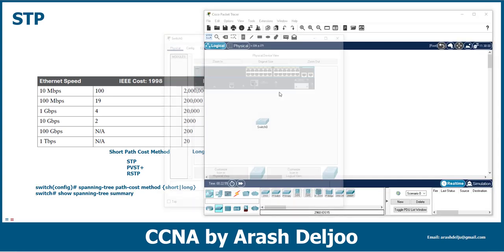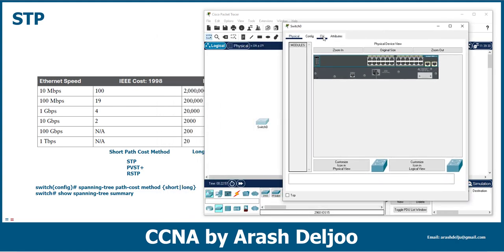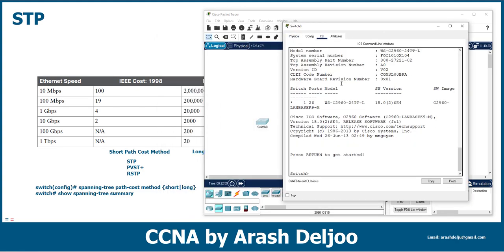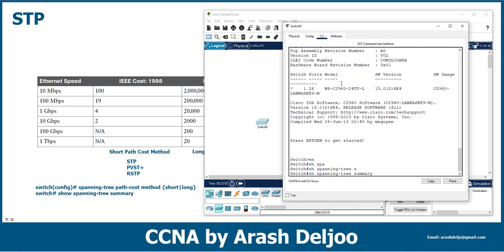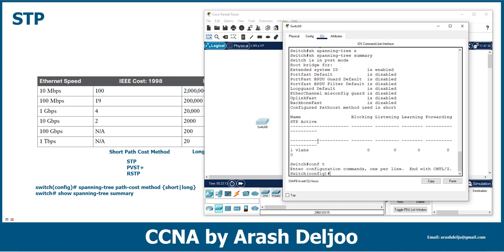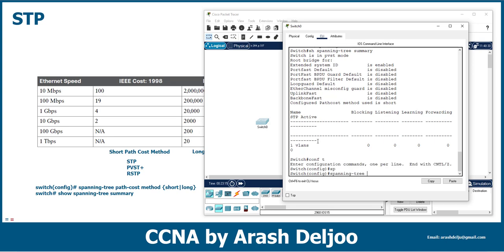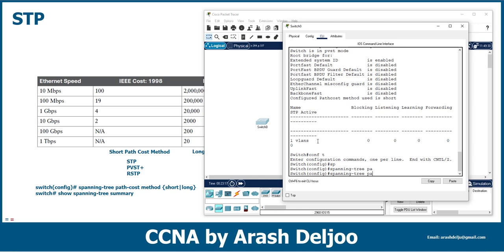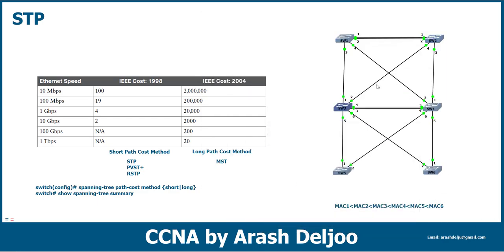Here we have one switch without any configuration. This is the CLI, then show spanning-tree summary. Now it shows us that we are using the short path cost method. Because of that, this path cost method command is not available in Packet Tracer. Maybe you don't have the command for changing the path cost method, spanning-tree pathcost. As you can see, we don't have this command. And now we can talk about this scenario.